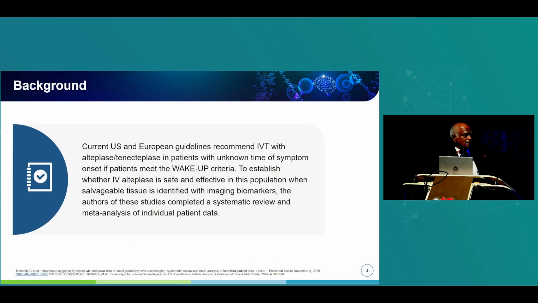The current guidelines, both European and US, recommend intravenous thrombolysis with alteplase/tenecteplase in patients with unknown time of onset if patients meet the wake-up criteria and when salvageable tissue is identified with imaging biomarkers. The authors of these studies completed a systematic review and a meta-analysis of individual patient data. I'll just quote a publication which came about 3 months ago in the New England Journal.